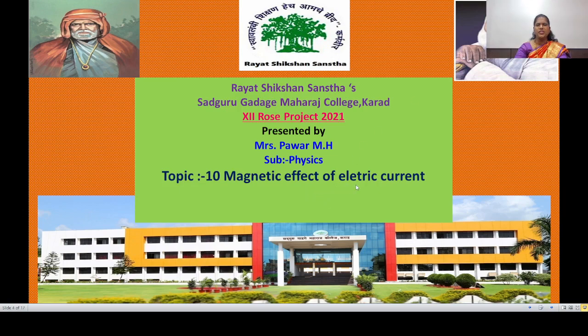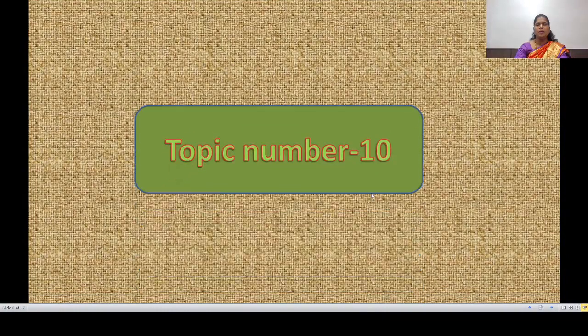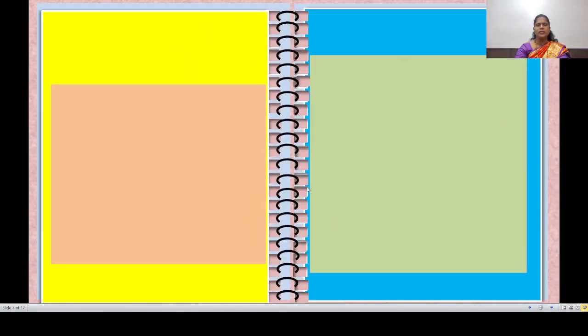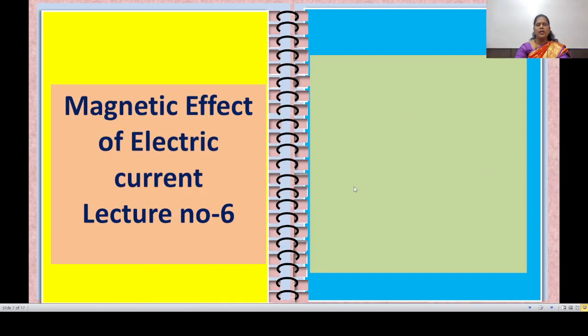My subject is physics. Today we are going to take topic number 10, magnetic effect of electric current. Today we will take the last lecture of magnetic effect of electric current, lecture number 6. In this lecture we will see toroid, important formulae, numericals and MCQs.